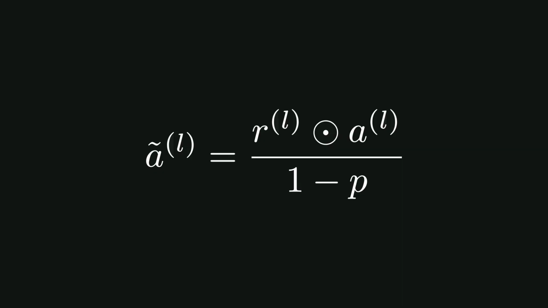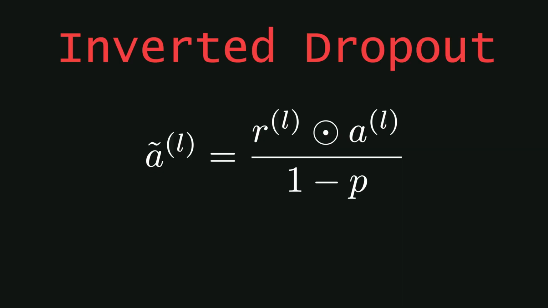This ensures that the expected value of each neuron's output remains the same during both training and testing. In other words, the model behaves consistently whether neurons are being dropped or not. This specific version of dropout, where we scale the activations by 1 minus p during training, is known as inverted dropout.